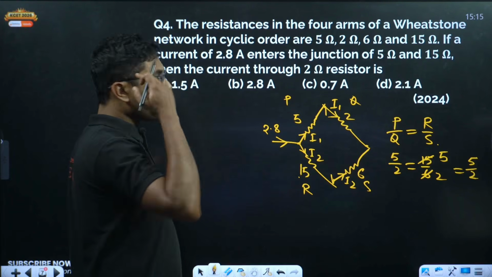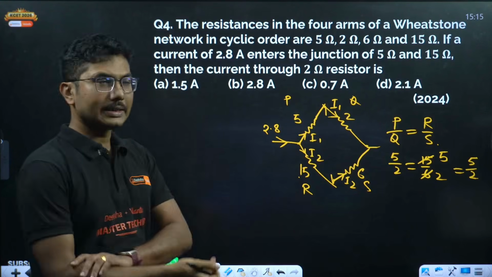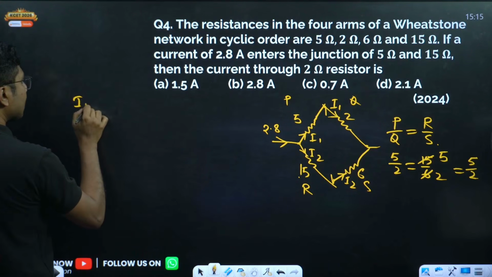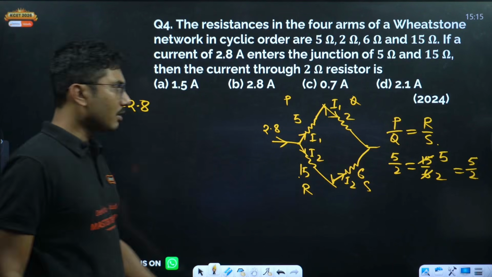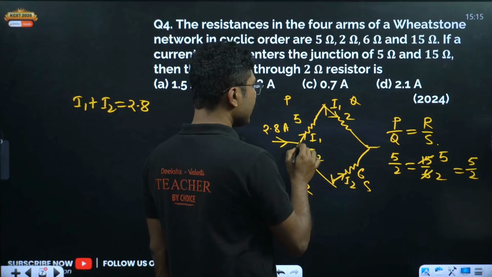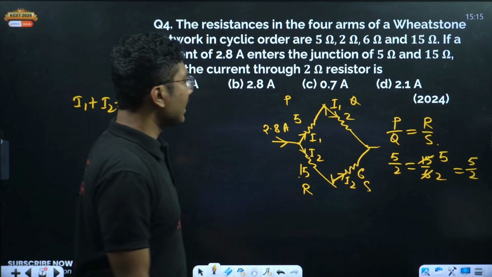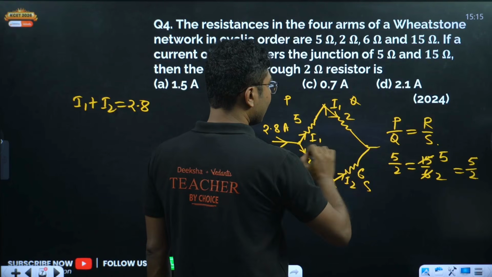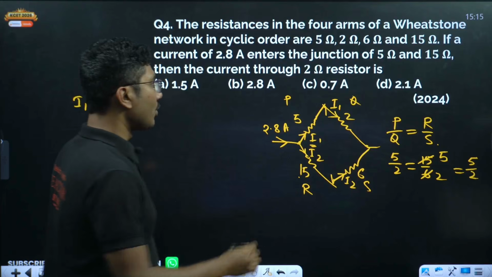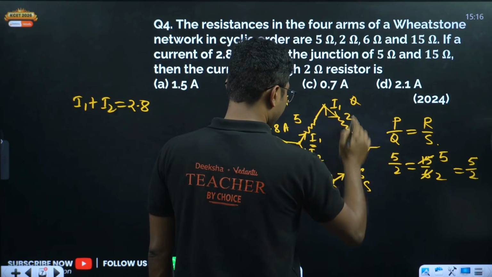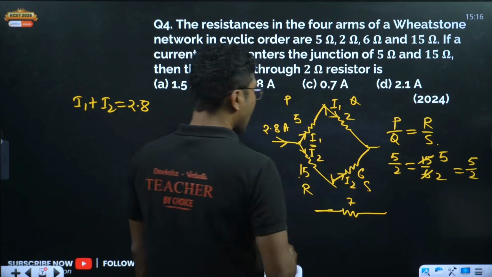Now how to approach such questions? It might feel difficult for you to understand, but the point is that I1 plus I2 equals 2.8. This is certain from Kirchhoff's current law. Okay, 2.8 ampere is entering this junction. That means I1 plus I2 equals 2.8. Now we realize that this 5 ohm and 2 ohm are connected in series. Okay, and the current through them is common, that is I1. So what is the total resistance of this branch? The total resistance of this branch will be 5 plus 2, that is 7. And what about the below one?